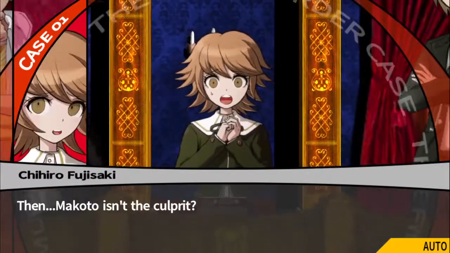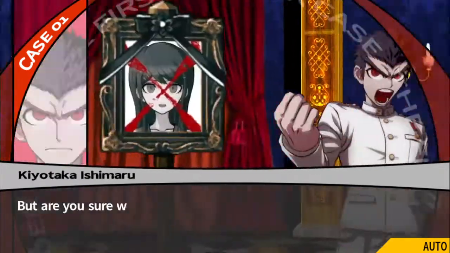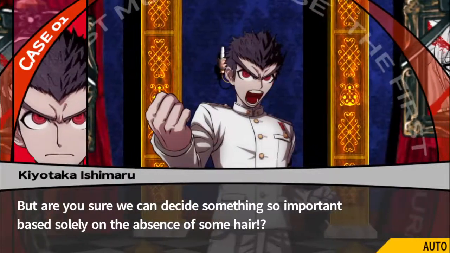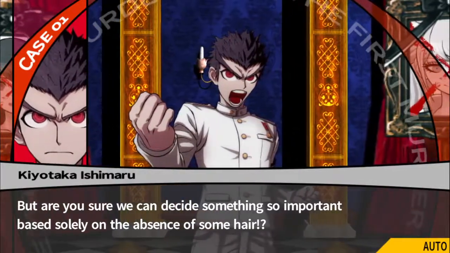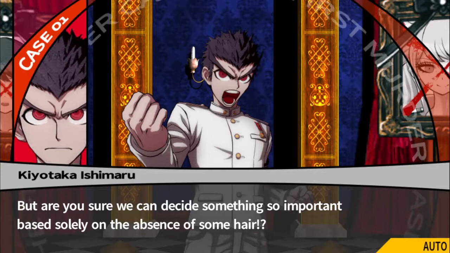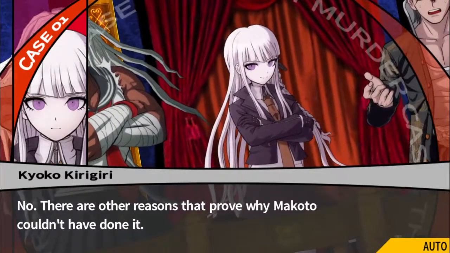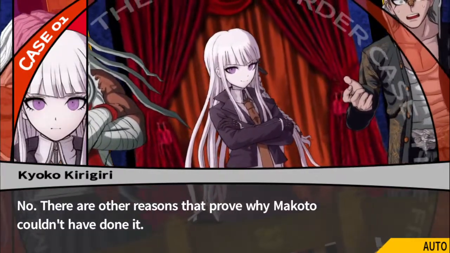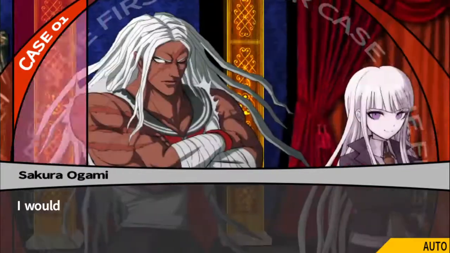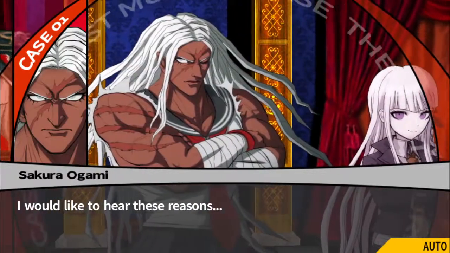Then Makoto isn't the culprit? Are you sure we can decide something so important based solely on the absence of some hair? No. There are other reasons that prove why Makoto couldn't have done it. I would like to hear these reasons.